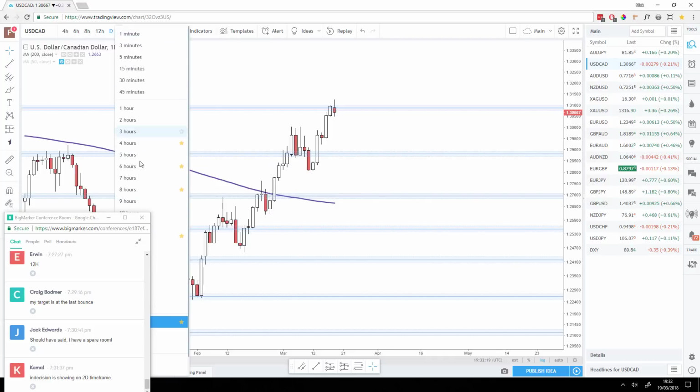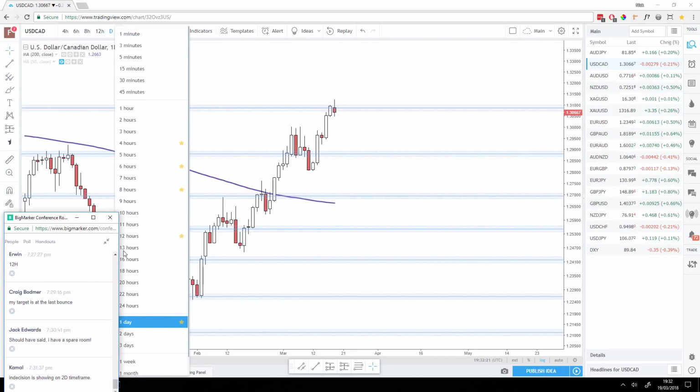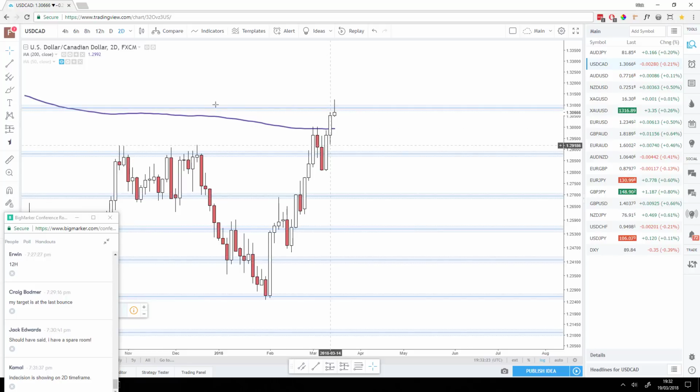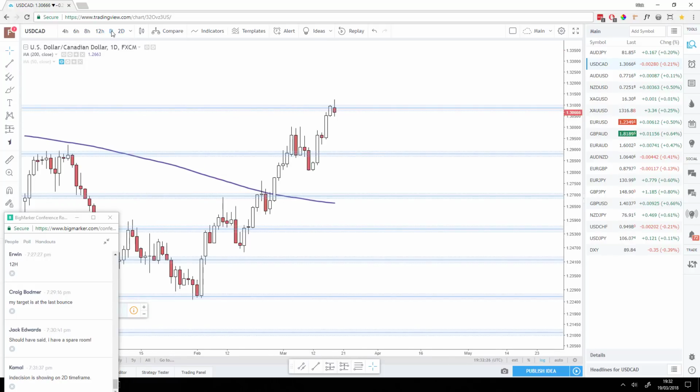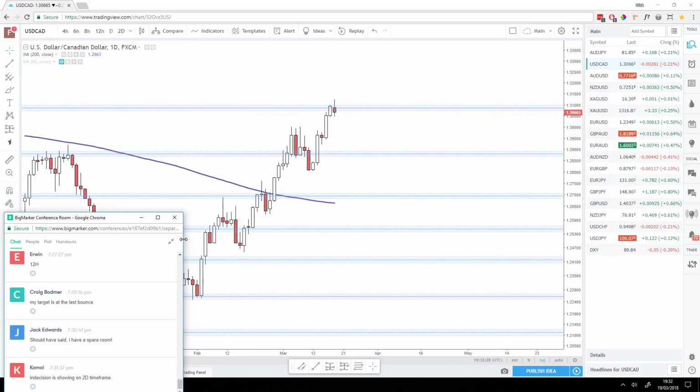Kamal, indecision is showing on the 2-day time frame. Yeah, it is, but it's also showing on the daily time frame, so I don't see any real reason to go down to the 2-day.